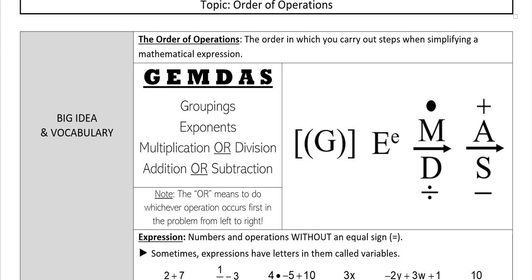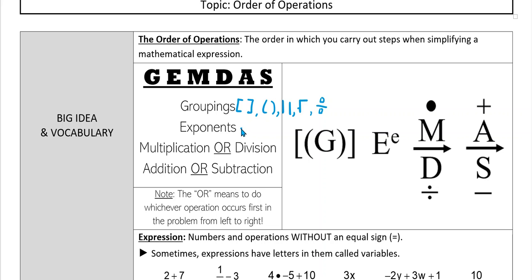So the G stands for groupings. That could be anything like brackets or parentheses. That could also be our absolute value. We could use that for a square root. And it could also count as a fraction if we have to simplify that whole fraction before we can move on. So we're always going to start with those grouping symbols and then move on to the next step.